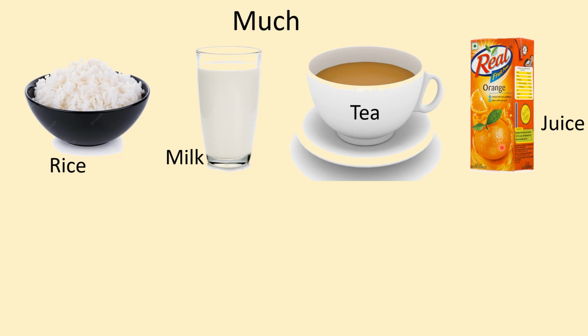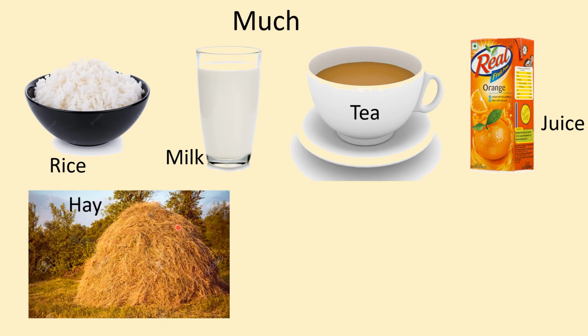Juice. You cannot count the juice. You can measure it, but you cannot count it. So you use the word much. How much juice is in this carton? Hay. Hay is something you cannot count also. So you use the word much. How much hay is in the garden?